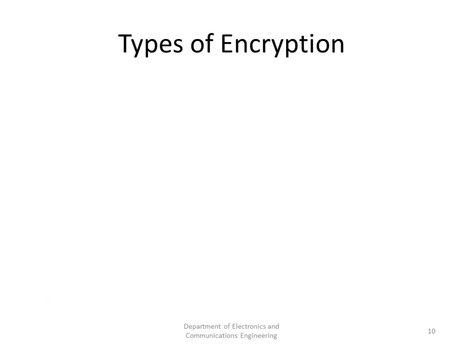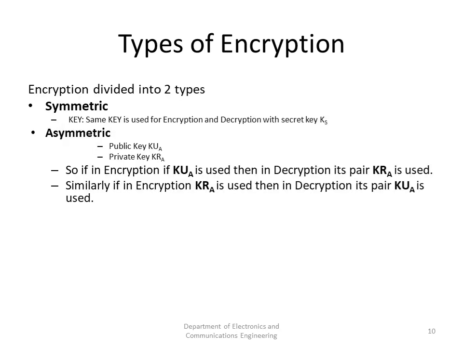Now, having understood the terminologies, let us look at the types of encryption. So encryption basically can be divided into two types, the symmetric and asymmetric. In symmetric, the key used is the same key both for encryption as well as decryption, the single secret key, we call it as KS. Asymmetric, there will be two keys. One is the public key KUA and the other is the private key KRA. So if in encryption KUA is used, then in decryption its pair KRA is used. Similarly, if in encryption KRA is used, then in decryption its pair KUA will be used.